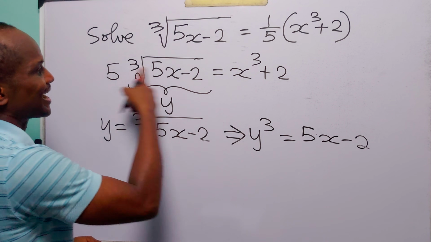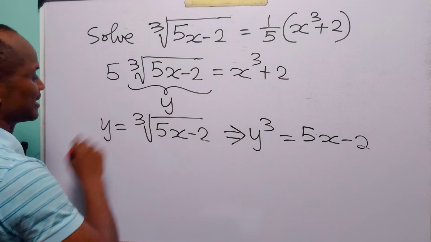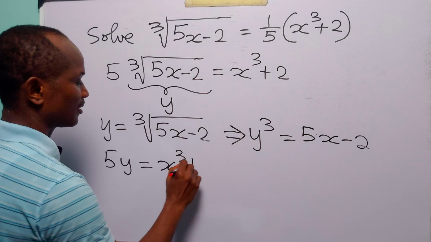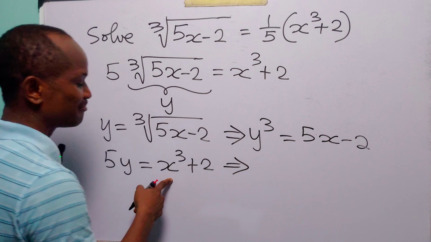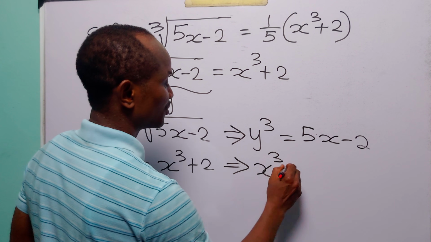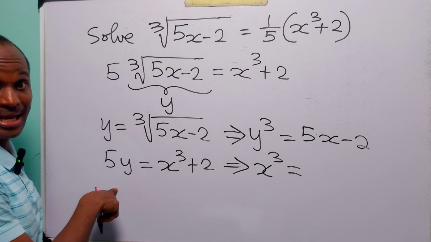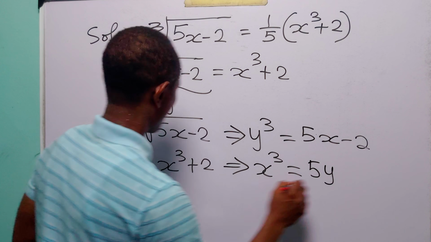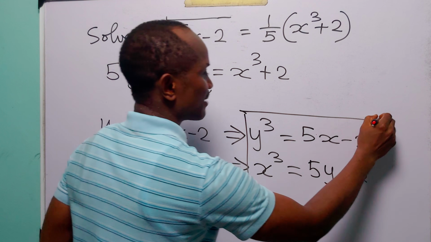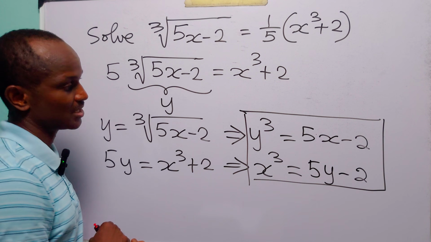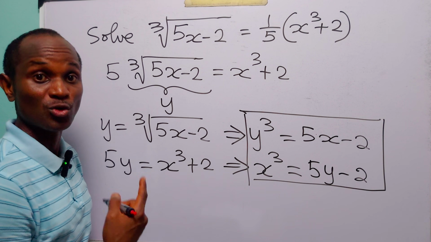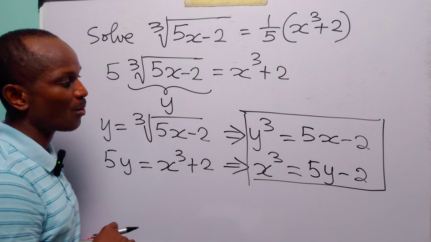Now, with this substitution, we can write this equation as 5 times y is equal to x cubed plus 2. And of course, we can make x cubed the subject of this equation. When we do that, we have that x cubed is equal to, we move 2 over to the left, 5y minus 2. Now you can see that we have a system of two simultaneous equations. The next thing we are going to do is to try to solve this system of equations to see what information we can get on x and y.